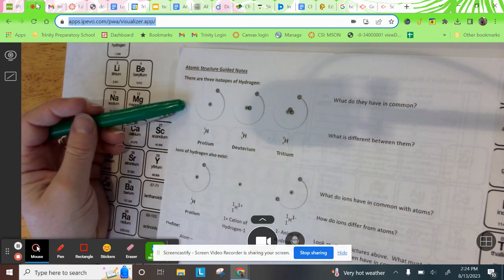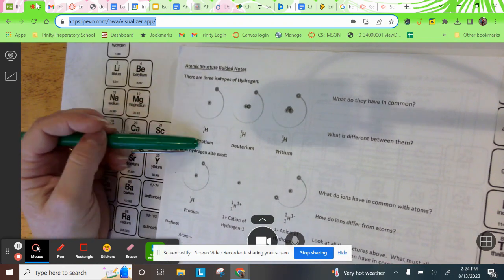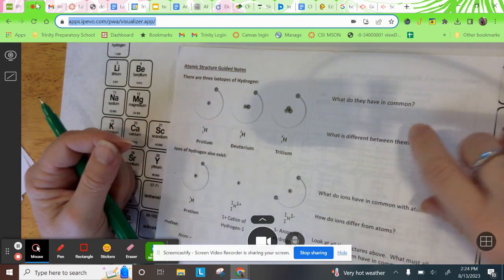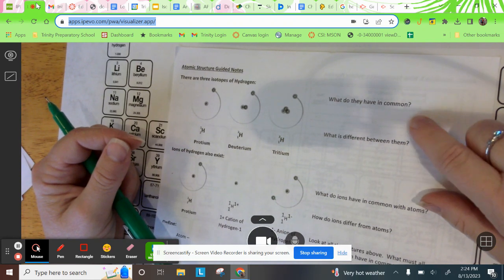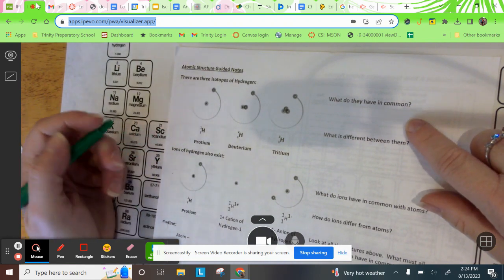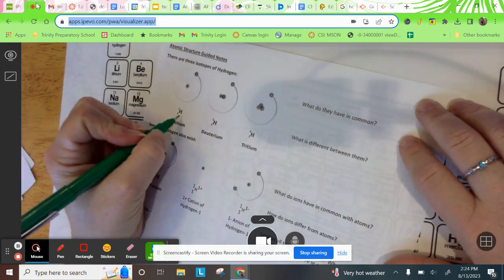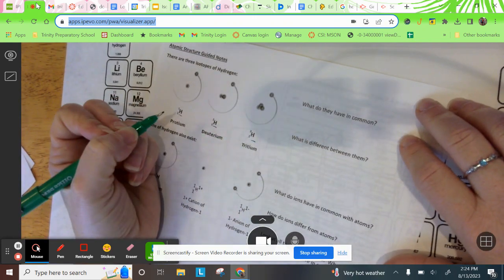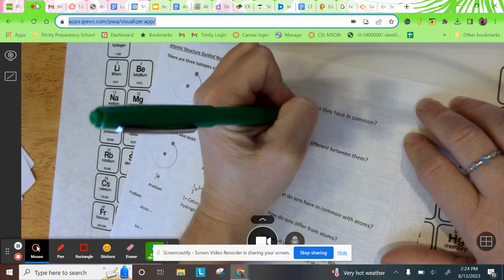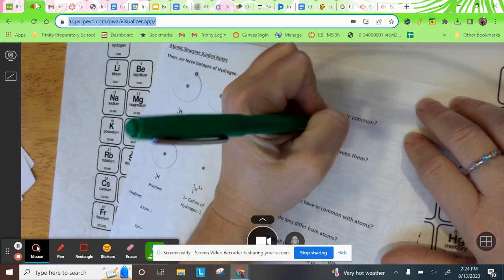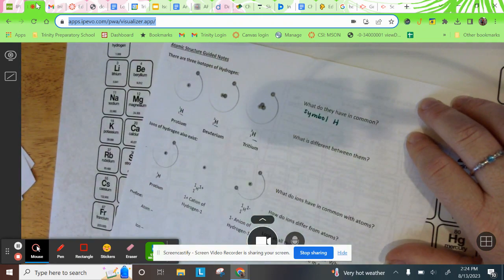It says there are three isotopes of hydrogen, and they give the names of each one. It says, what do they have in common? So think to yourself, what do you think they have in common right now? Well, I noticed they are all hydrogen, so they all have the symbol hydrogen, right? Symbol H. So move it here, symbol H, because they're all hydrogen.